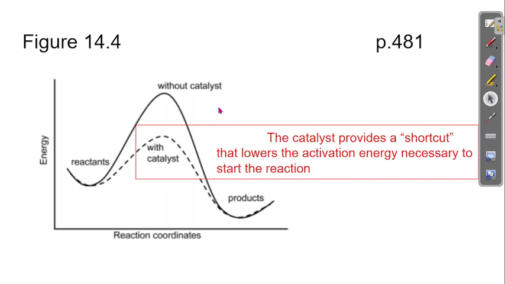This is review, figure 14.3. The reactants right here, products right here, means it's exothermic. Great. Activation energy, how much energy you need to get started, is pretty high. You put in a catalyst, it reduces the amount of energy needed, speeding up the reaction. That's what it does, and it does not get used up.